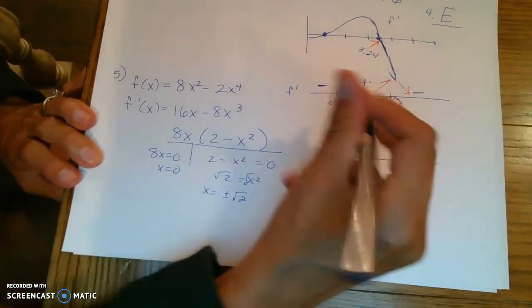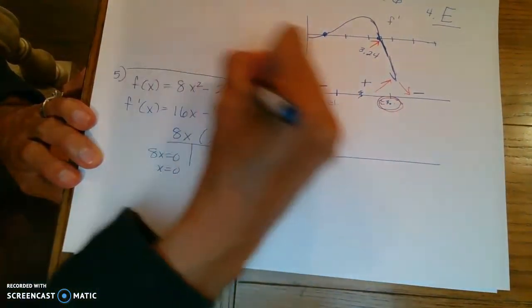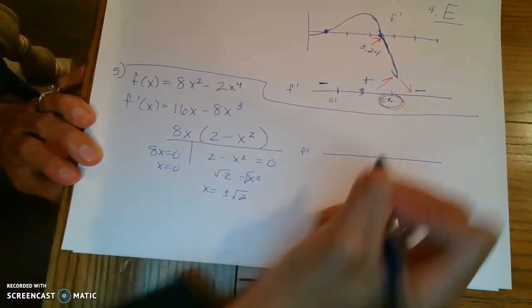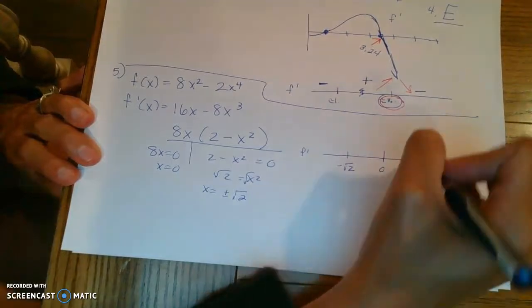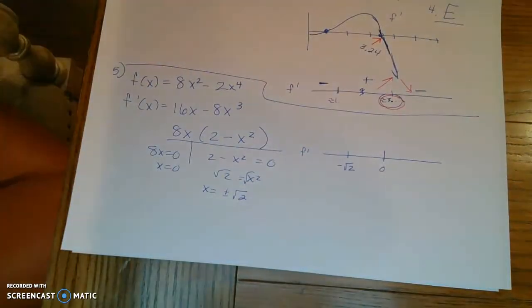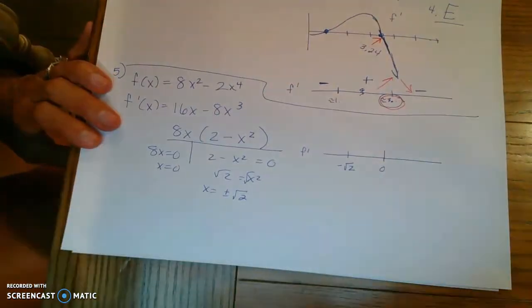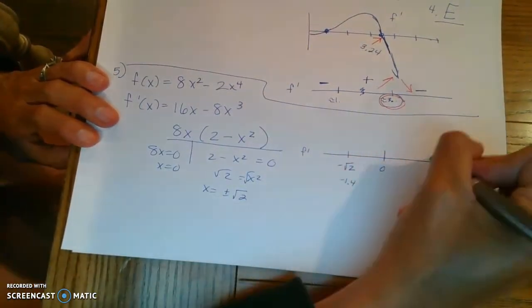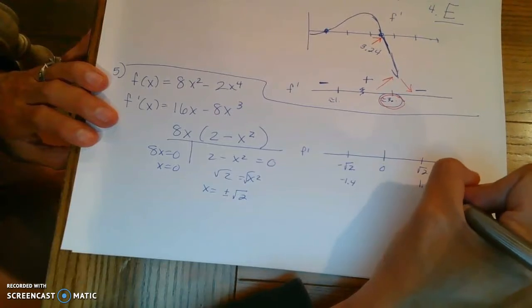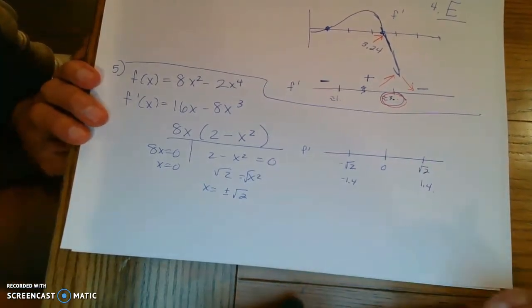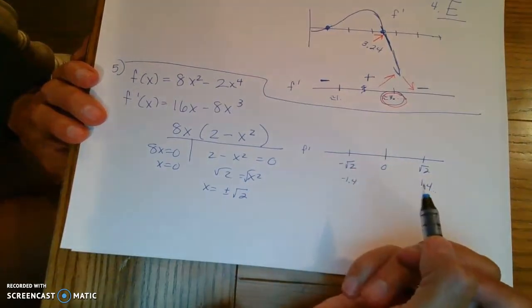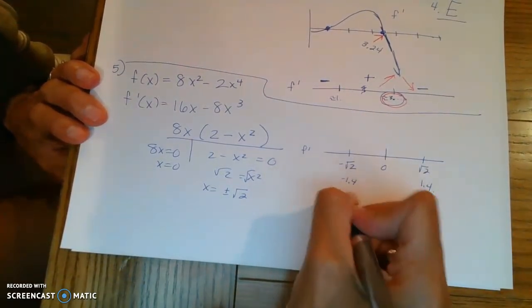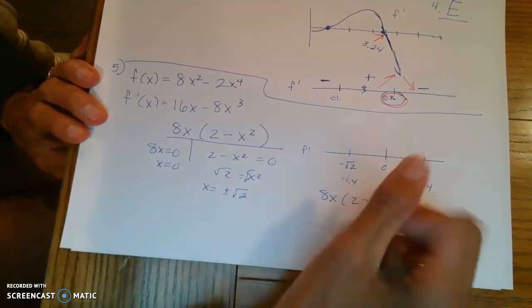So on my number line for number 5, not to get confused with that one, I have a critical value at 0. I have a critical value at the square root of 2 and negative square root of 2. If you wanted to, the square root of 2 is roughly 1.4, so this is negative 1.4, and this is the square root of 2, which is 1.4. So those are my critical values. Now it's up to you to find the sign change and tell me if I have a min or a max. Again, I like to visualize the first derivative factored right underneath that number line.